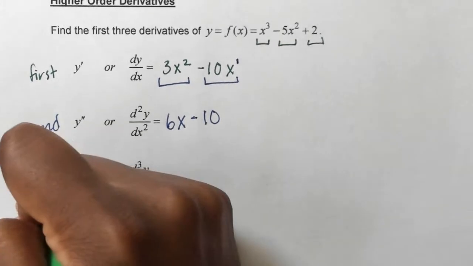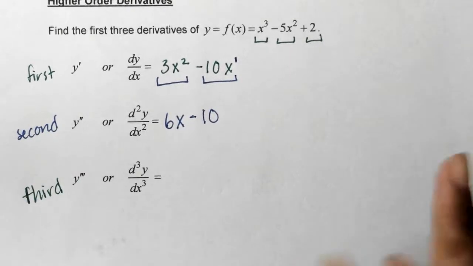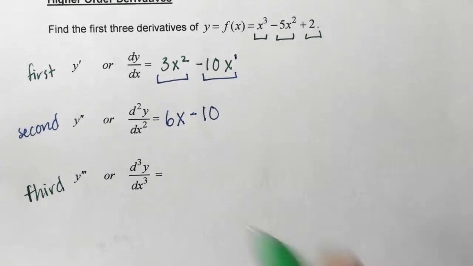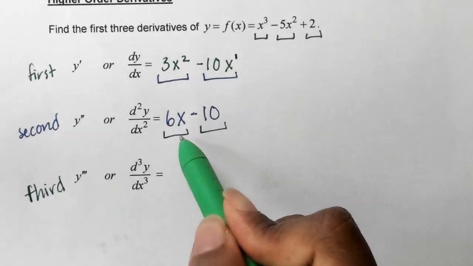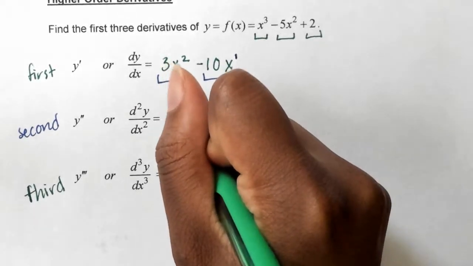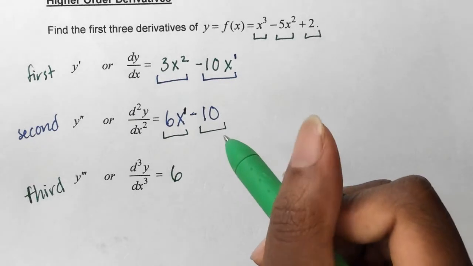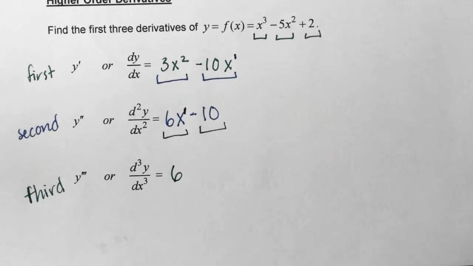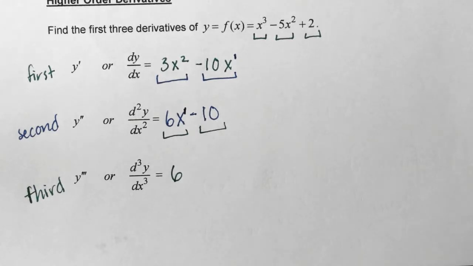And then here we can also get the third derivative. Right, so we can take the derivative of our second derivative. So here, derivative of 6x, right, the exponent was 1, so 6 times 1 is 6. And then the derivative of a constant is 0. So we worked through the first 3 derivatives of the function x cubed minus 5x squared plus 2.